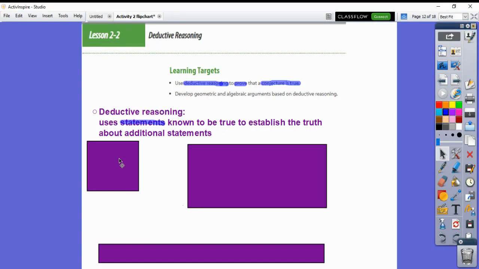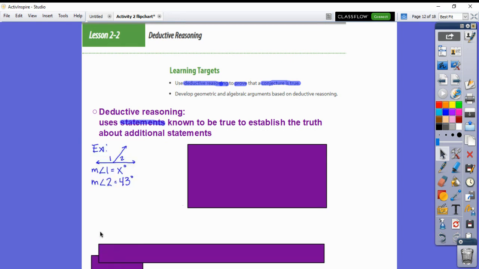Here's a geometry example, since it says up here that we're supposed to understand how to develop geometric arguments based on deductive reasoning. So let's say here I've got angle 1 and angle 2. You learned in activity 1 how to name angles. And you have some given information. We're told that angle 2 measures 43 degrees. And we're told that the measure of angle 1 measures x degrees. And we want to find out what the measure of angle 1 is.